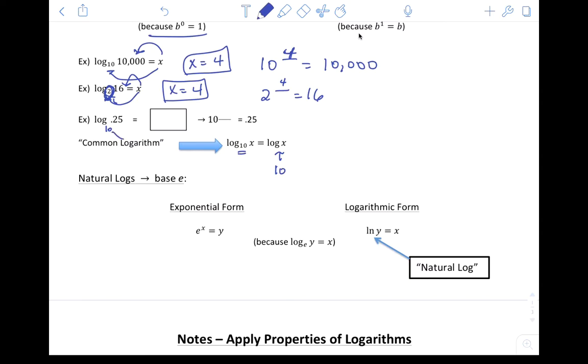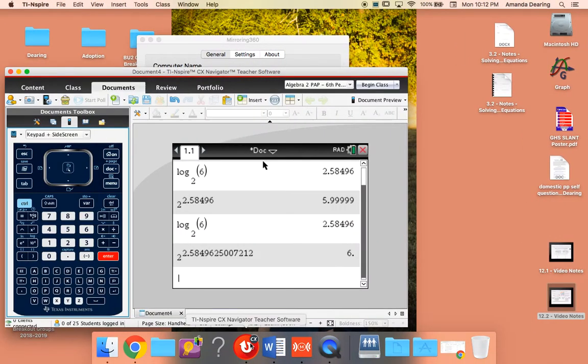So this is saying 10 to the what equals a quarter. See this? I don't know. That means I'm going to have to use my calculator, especially because I don't see any way of connecting 10 to a fourth, to a quarter. So here we go.